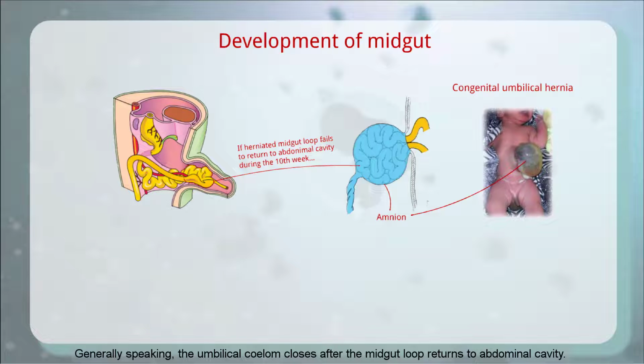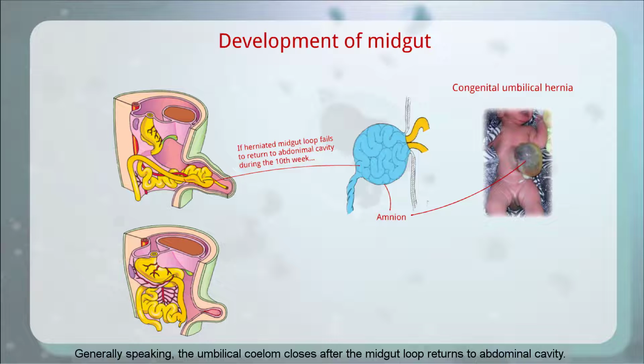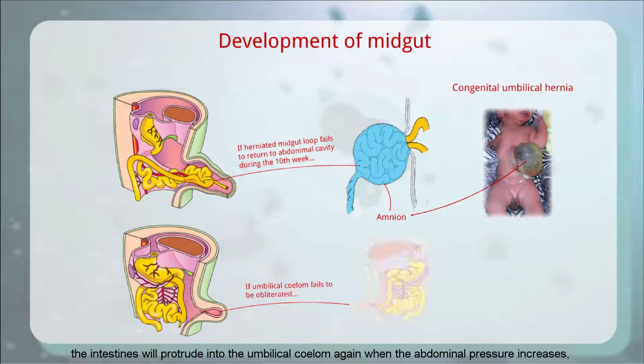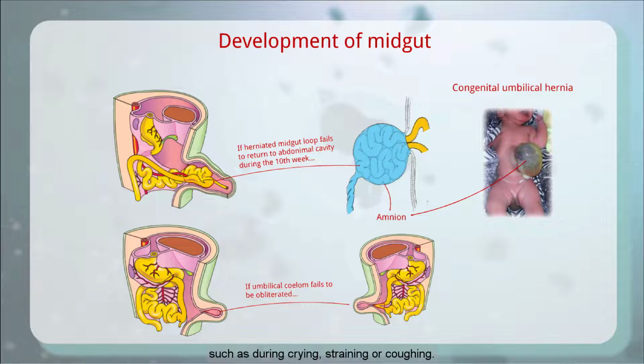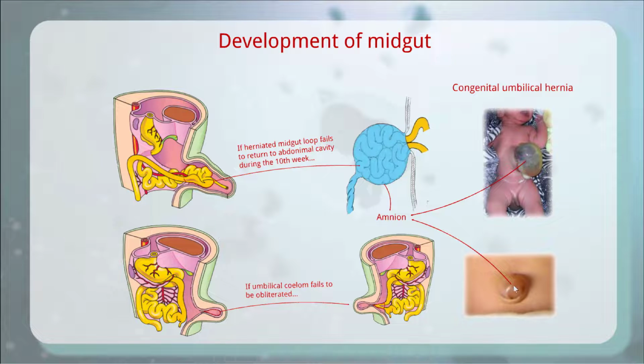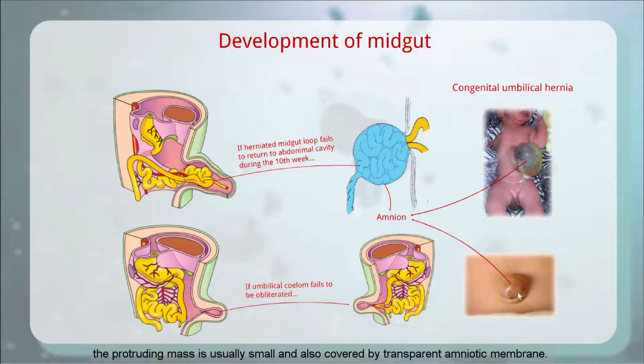Generally speaking, the umbilical coelom closes after the midgut loop returns to the abdominal cavity. If the umbilical coelom fails to close after birth, the intestines will protrude into the umbilical coelom again when the abdominal pressure increases, such as during crying, straining, or coughing. In this kind of congenital umbilical hernia, the protruding mass is usually small and also covered by transparent amniotic membrane. The prognosis for this kind of umbilical hernia is good.